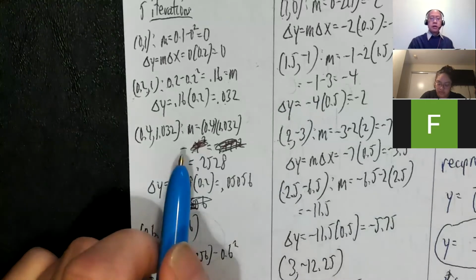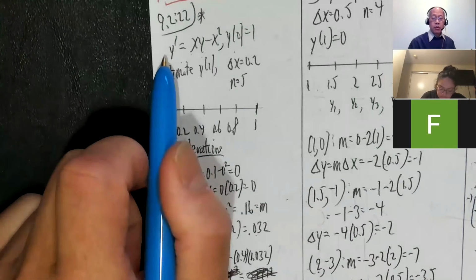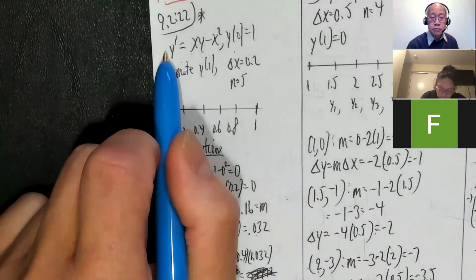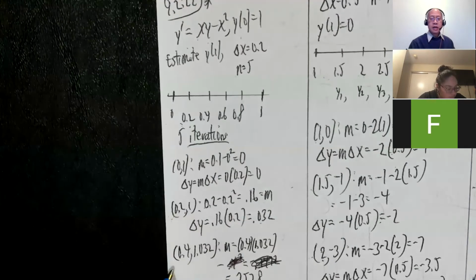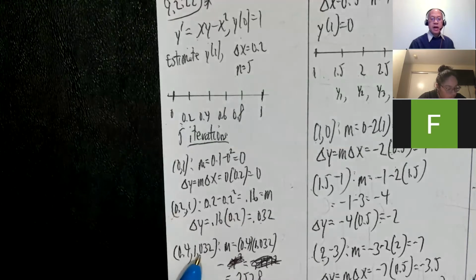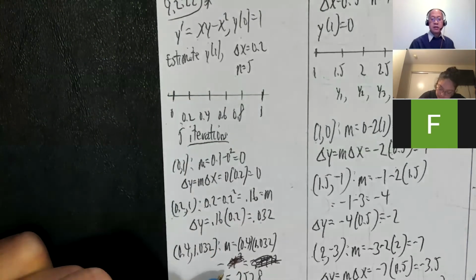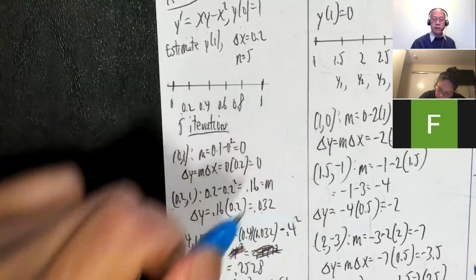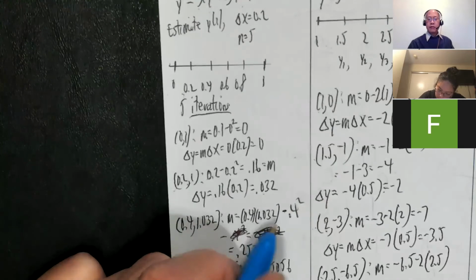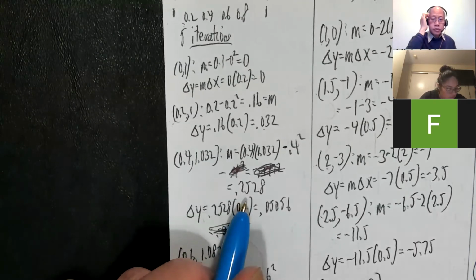So I've got to figure out a new slope. How do I find the slope? Plug in the differential equation. Remember, y prime means slope. So I plug in x times y minus x squared. It's a little bit more clumsy. 0.4 times 1.032 minus 0.4 squared. I think that's what I meant there. Okay, I did it already: 0.2528.